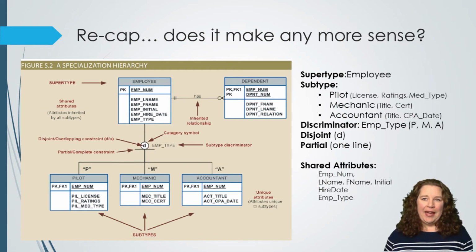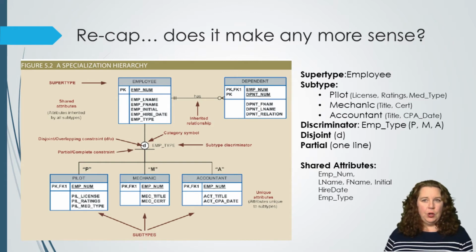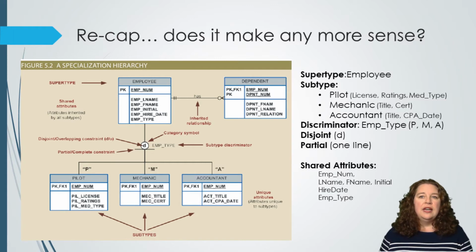So let's go back and look at this again. Same chart that I gave you 10 minutes ago. Again, we have our super type of our employee. We have our circle with our line underneath it, which means that it is a disjoint, not overlapping, which means you can only pick one of the three jobs. The partial complete is partial, which means you do not have to have one of these three jobs. You can be an employee and not be a mechanic or a pilot or an accountant. You don't have to pick one of the three. You can be something else. Owner, that would be fine. So because it's one line underneath our circle, that's going to tell us that it is partial, not complete.